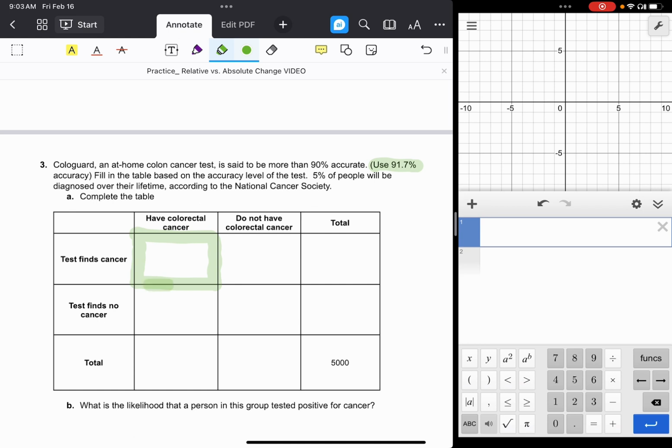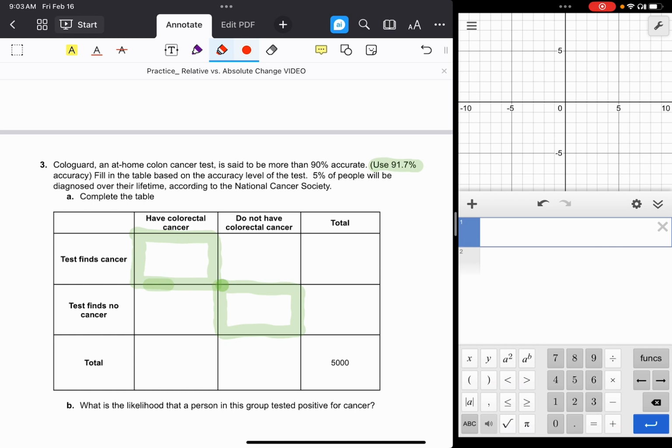97.1% of the time, we're going to get that correct result. If you have cancer, it's going to tell you. And then 91% of the time, if you don't have cancer, it's also going to give you those results. So I've highlighted in green the boxes that it's going to get correct. But at the same time, yes, it gets it correct 91.7% of the time.